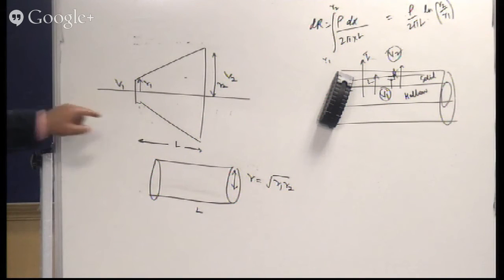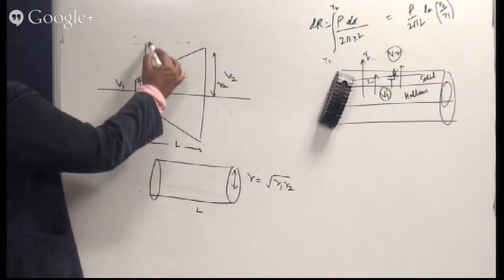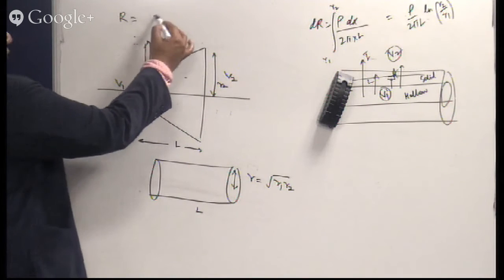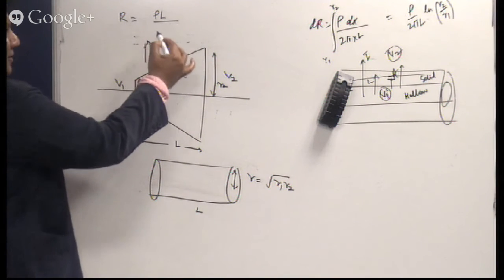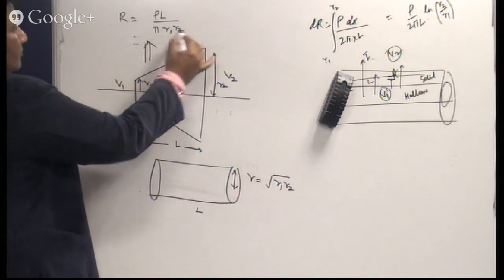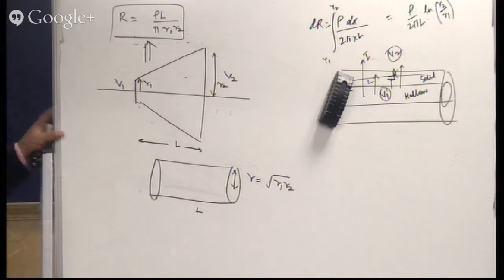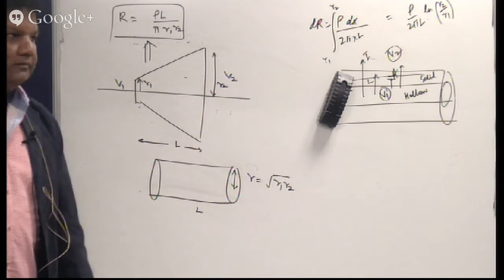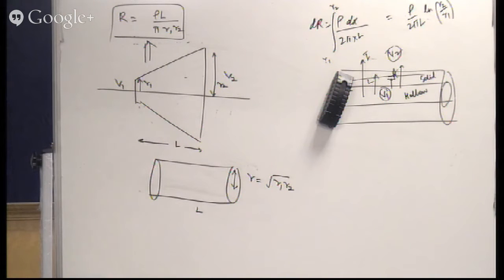Now, what will you write as the answer to this? What would be the answer to this question? Tell me. Rho L by pi R square. How much will it come to? Finished. It's done. Over. So I've told you how to calculate resistance.